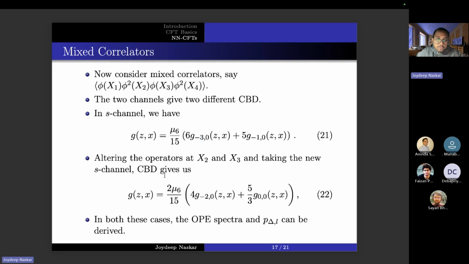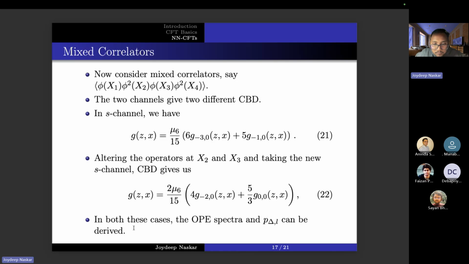And if you just alter the operator points from x2 to x3, like bring phi here and phi squared there, then what you have here is an expansion in a different channel. So you get again 0 0 operators and 0 -2 operators. And by following our rules.